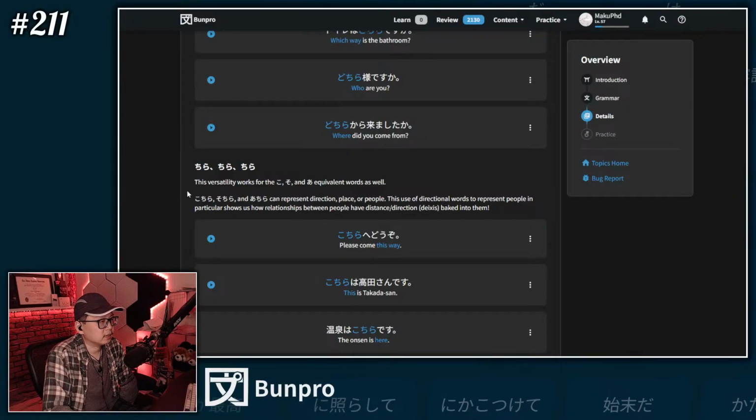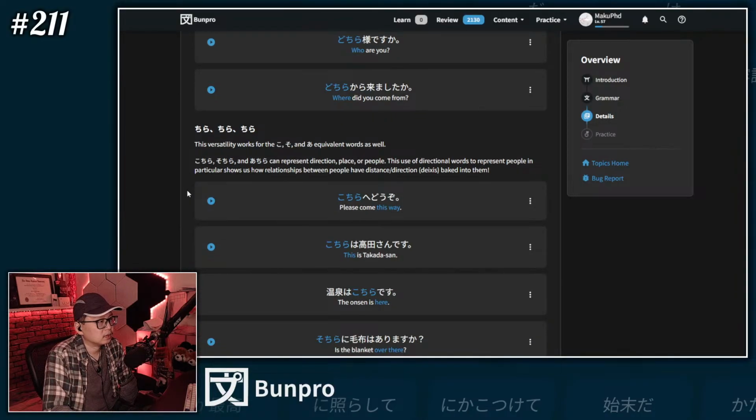This versatility works for ko, so and a equivalent words as well. So kochira, sochira, and achira can represent direction, place, or people. This use of directional words to represent people in particular shows us how relationships between people have distance, direction.